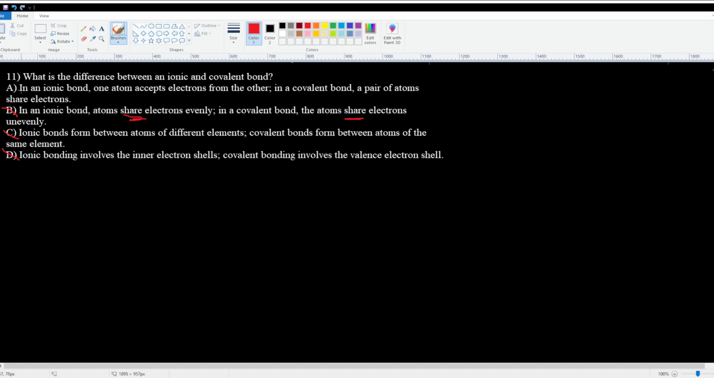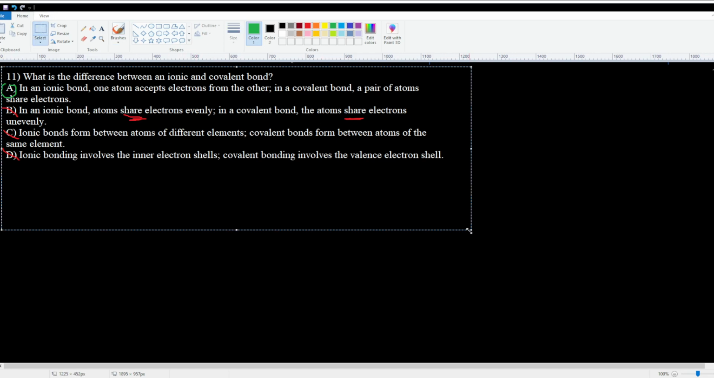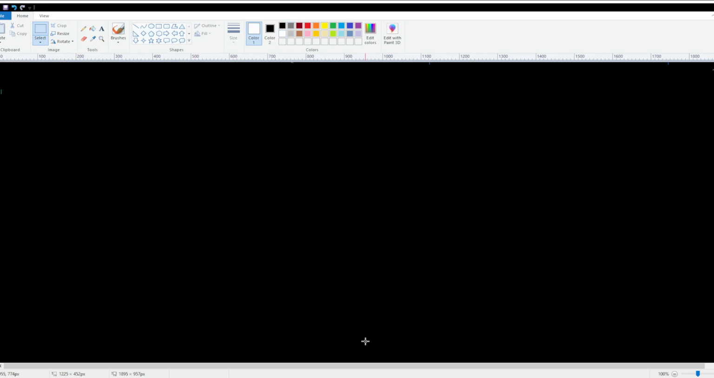So then if we have A, in an ionic bond, one atom accepts an electron from the other, and in a covalent bond, a pair of atoms share electrons. So that's perfect. That's what we're looking for. So the answer is A. Once again, if you take the example of something like sodium and chlorine, sodium donates its one electron to chlorine, and then they're both happy because they're both electronically stable. So moving on, and then covalent bond. By now you should know what a covalent bond entails, but anyway.